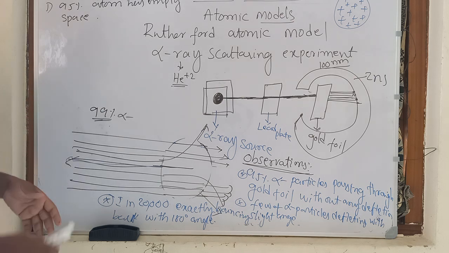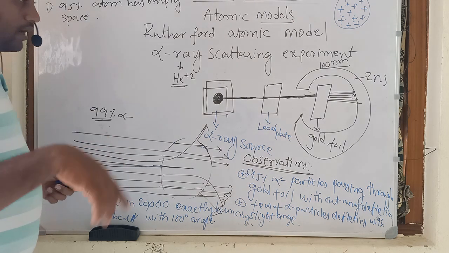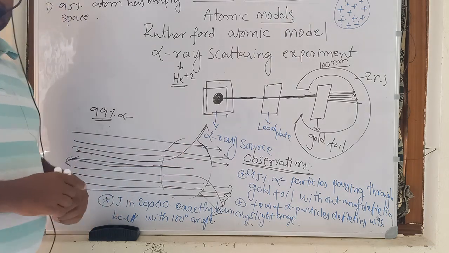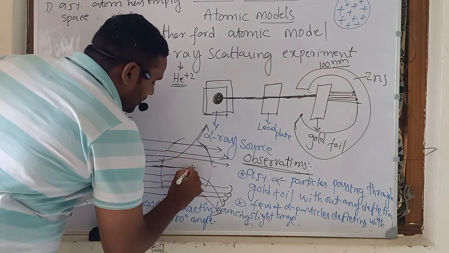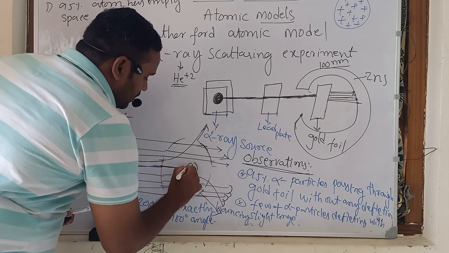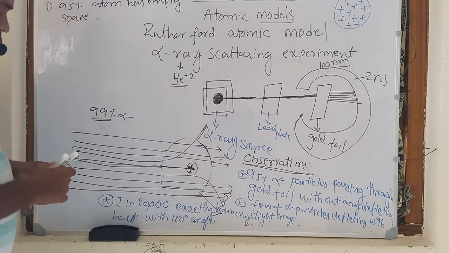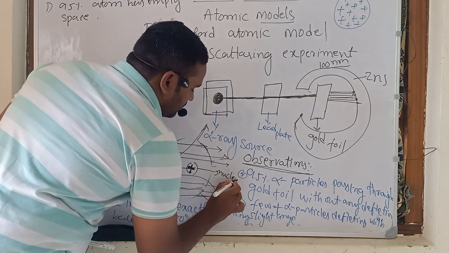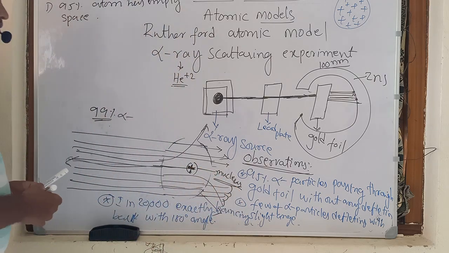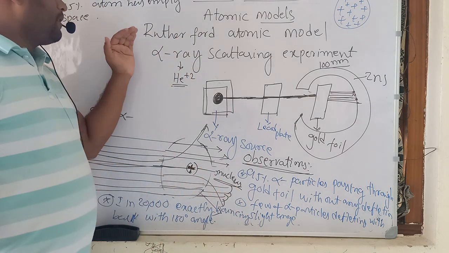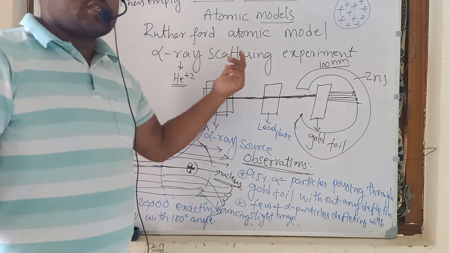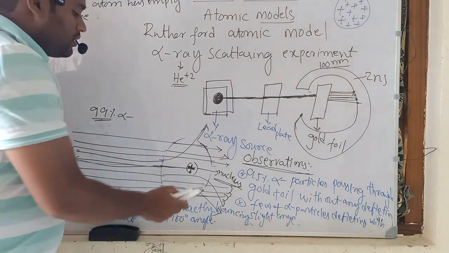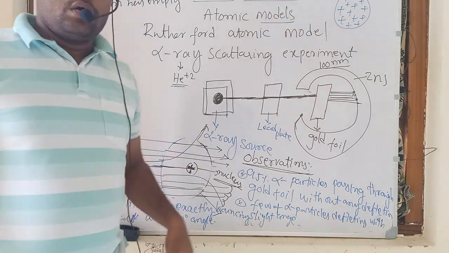And he gave one more conclusion: the total positive charge is located at the center of the atom. This is called the nucleus. The nucleus was discovered by Rutherford by doing which experiment? The alpha ray scattering experiment.